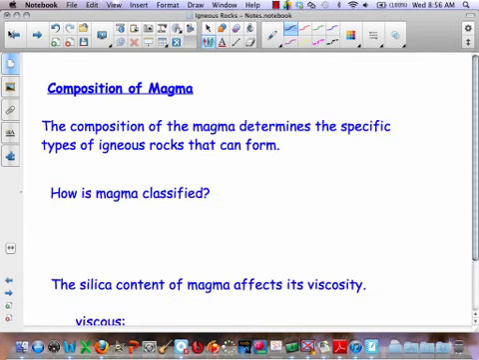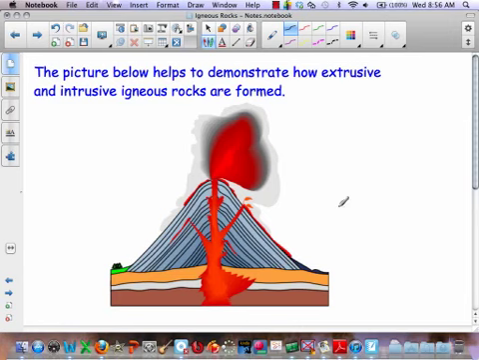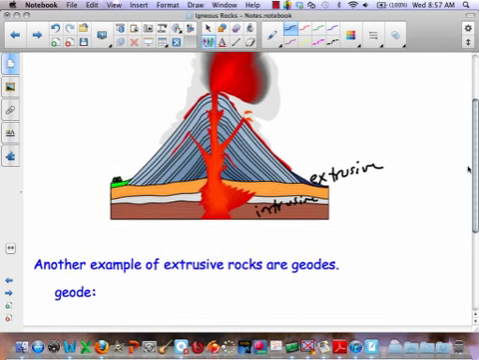All right, so we talked about this, right? In the earth, we have your intrusive rocks that cool down here, and then we have your extrusive rocks over here. That's most of what you've got to know right there.